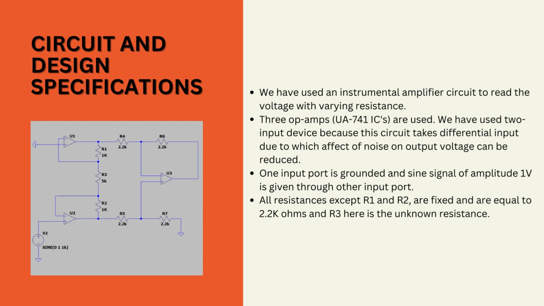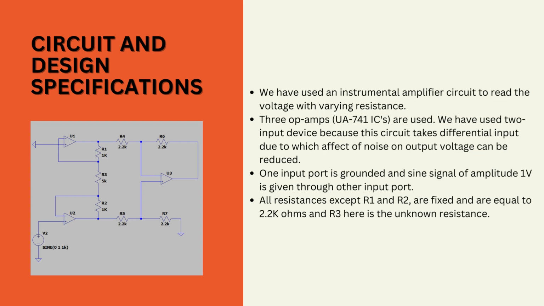Here it has two input terminals and one output terminal, where one input terminal is grounded, and through the second input terminal we have given an input signal of 1 sin(omega t), amplitude of 1 volt, which is a sinusoid. And we have read the output voltage value. The output voltage here is (1 + 2R1/R_unknown) times V input signal.